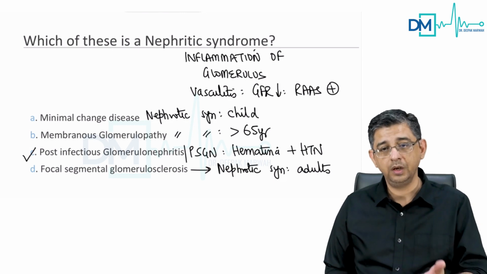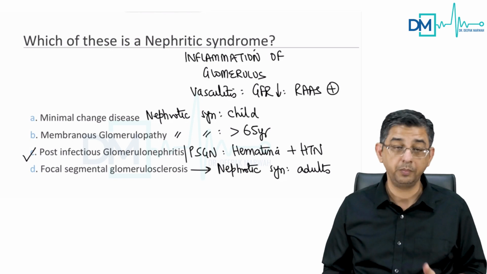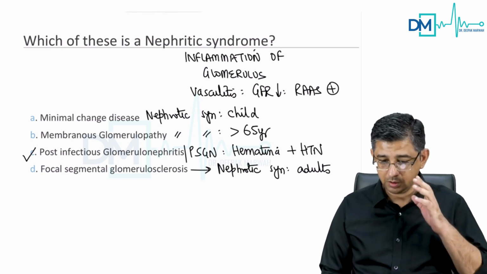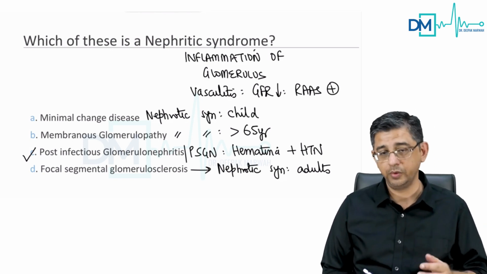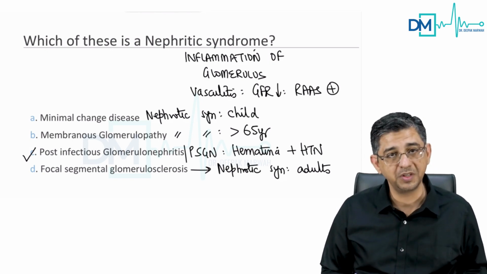He again played with the English language here. It started with writing PSGN and nephritic, and he just wrote post-infectious, and that causes a doubt in your mind. Am I reading right? Yes, you're reading right. Post-infectious is the same as post-streptococcal. The answer to this question is choice number C.